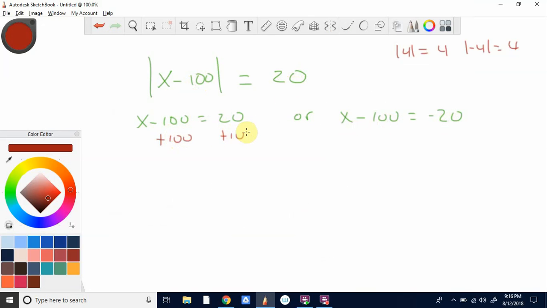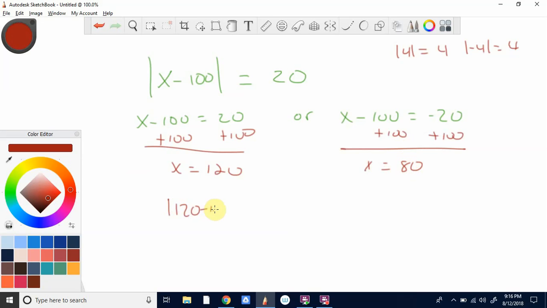We add 100 to both sides, and we get x equals 120. Or, using our properties of equations, x equals 80. But we have to check them to make sure that they both work. So if we put these back in here, the absolute value of 120 minus 100, does it equal 20? Yes, it does. So that is a true solution. And we do the same thing here: 80 minus 100 is the absolute value of negative 20, which is 20. 20 equals 20. So both of our solutions work.